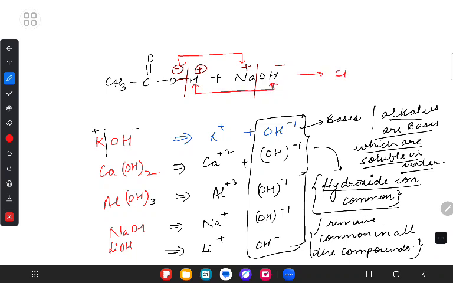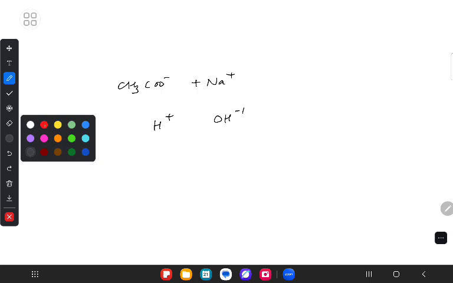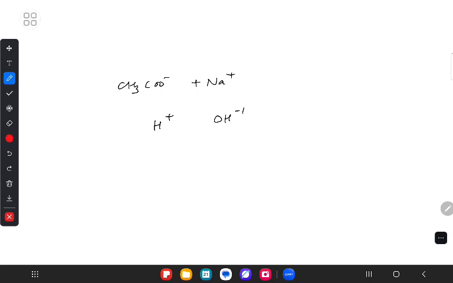So what do you get in here? You get CH3COONa, and you also get H2O. Are we understanding? Because obviously we have two ions being formed here. CH3COO negative is getting crisscrossed with Na plus, and H plus is getting crisscrossed with OH negative. So crisscross means you make a compound whereby a negative ion attaches itself to the positive ion.